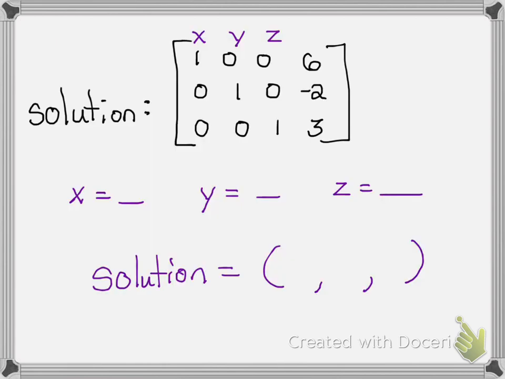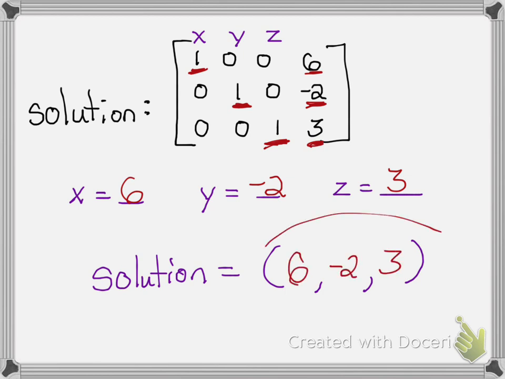Each column represents a variable, x, y, and z, that was originally in my system of equations. So, since that first column has a 1 right here, that means the solution for x is 6. In the second row, since there's a 1 right here for the y, that means the solution is -2. And in that third column, since there's a 1 right here for the z, that means the solution is 3. So, I'll write it as kind of like an ordered pair. It'll be (6, -2, 3). And that's it.